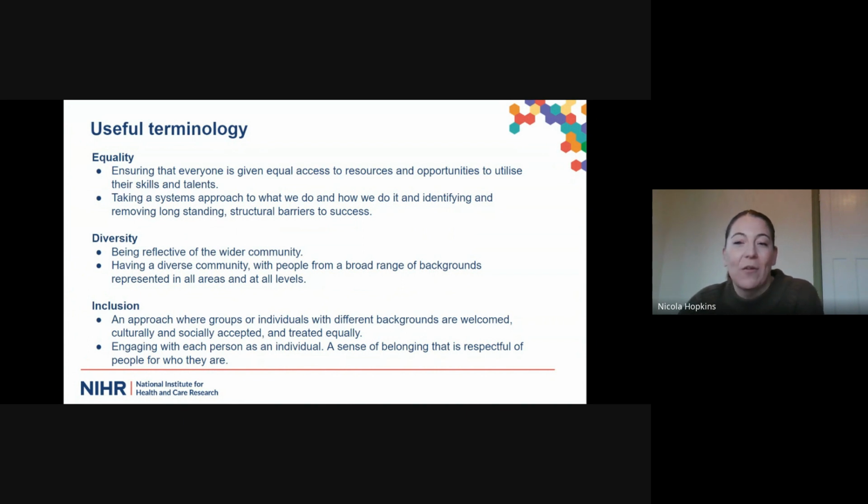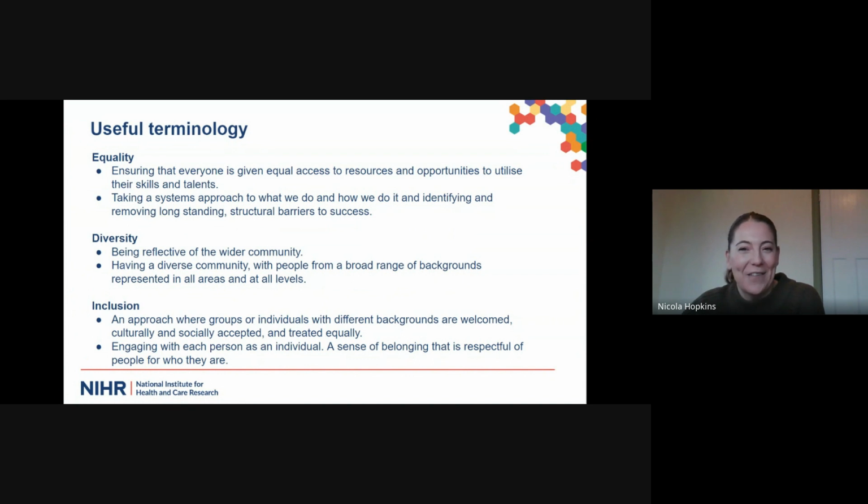Another related term is equity, and this refers to how we recognise that different groups face different barriers and so need different support to overcome them. For example, to enable people with visual impairments to consider participation in your research, you may need to provide participant information sheets in an alternative format.